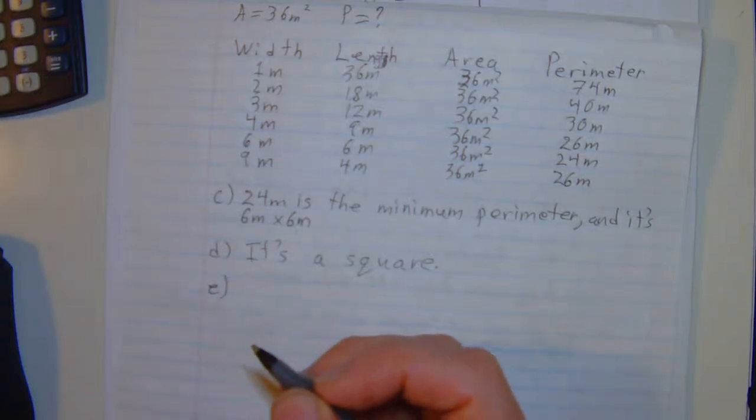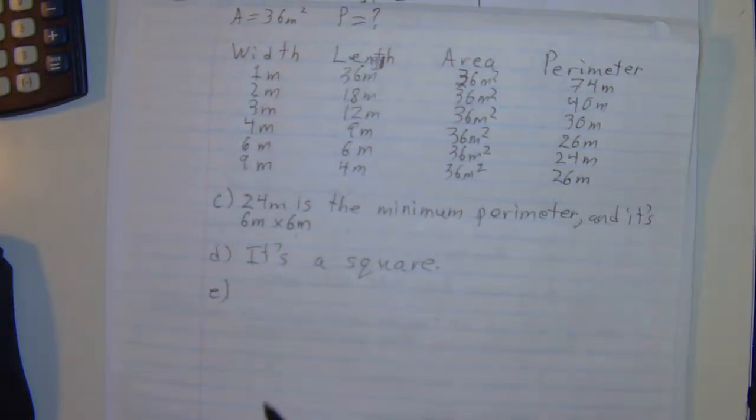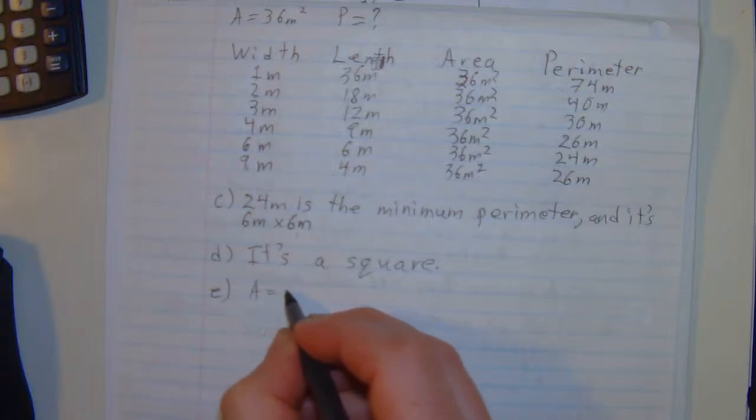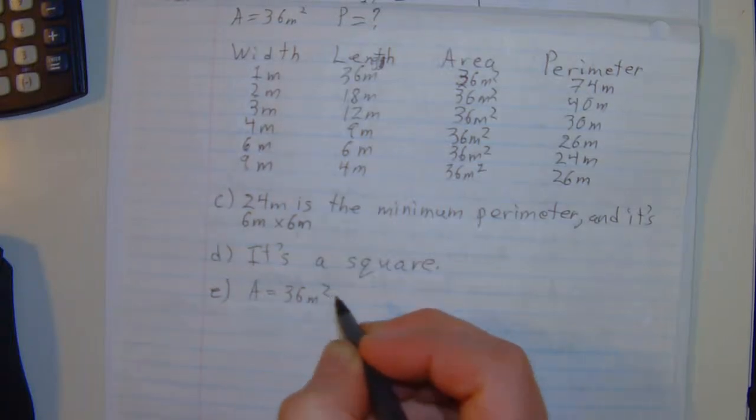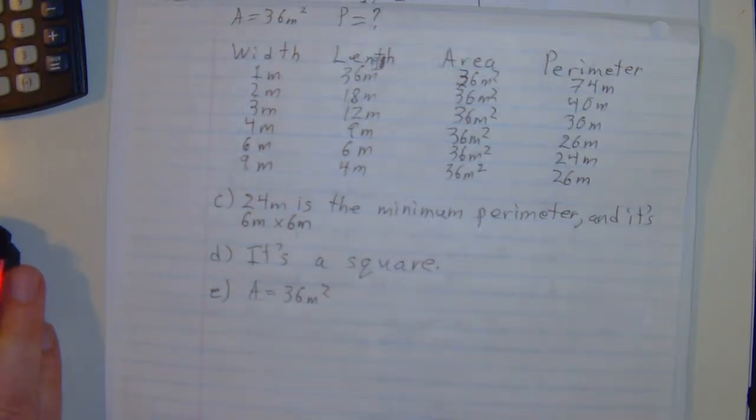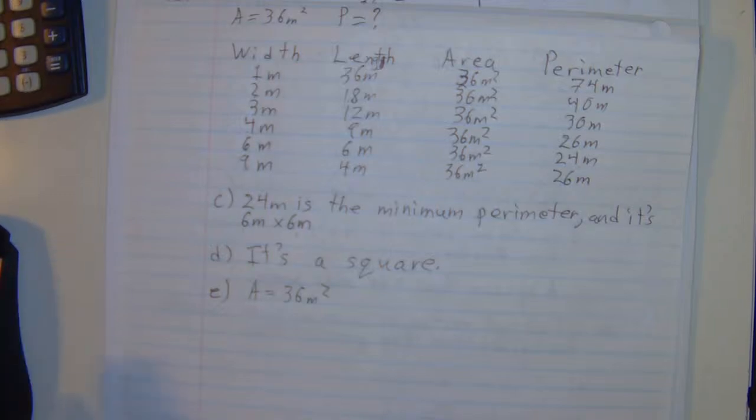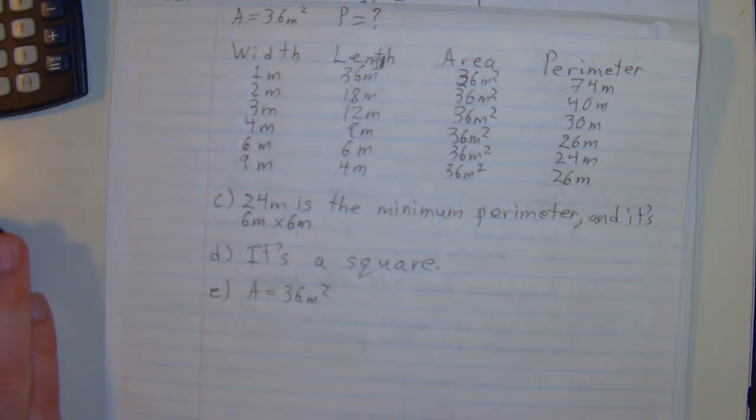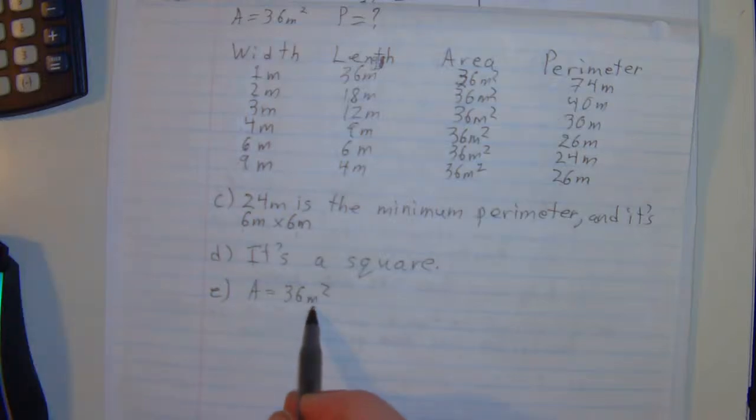E, well, now we have to work backwards a bit. So we know the area is 36 meters squared. And this sometimes people find a little tricky. How do I get the side length of a square if I have its area? So if I know there's a square with 36 meters squared, how do I find the side length? Go ahead and let me know in chat. How do I find the side length for a square that's 36 meters squared?